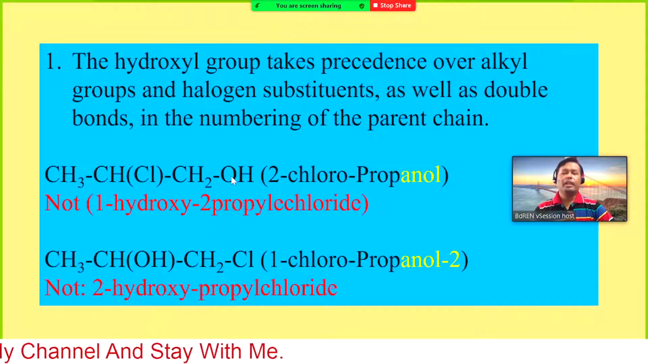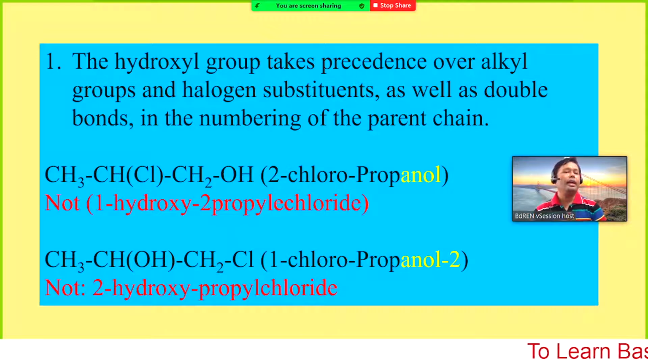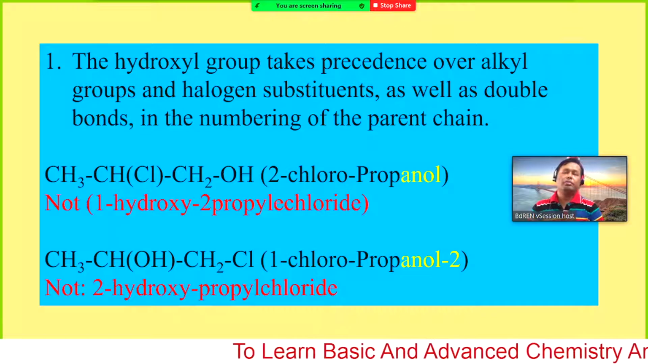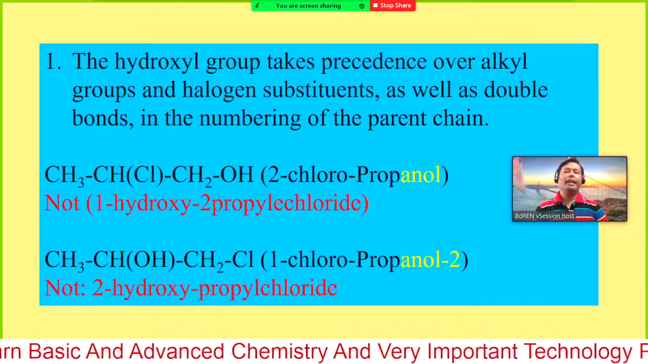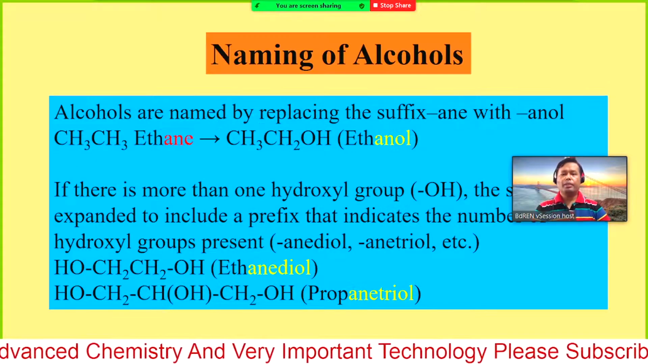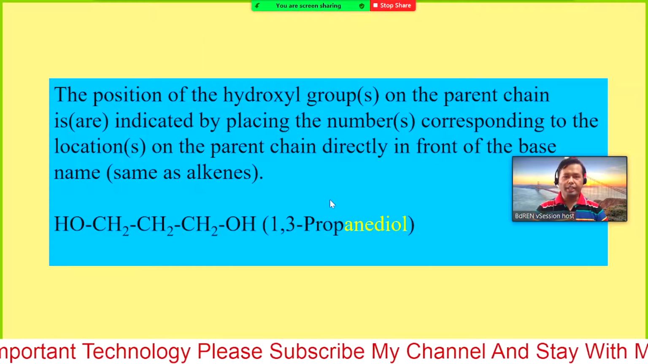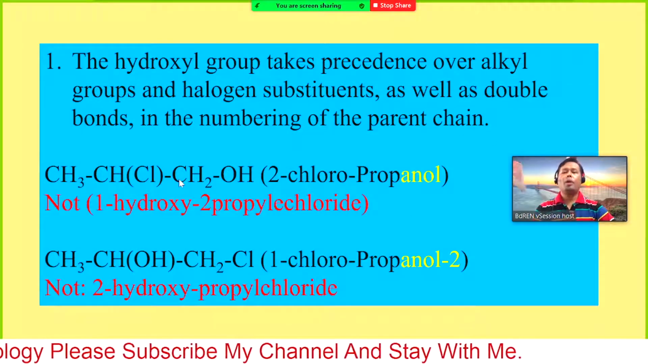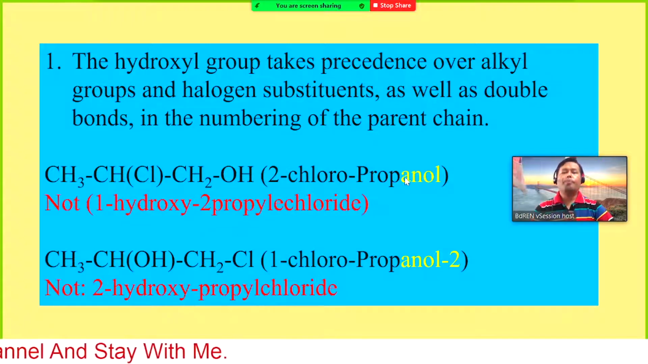one hydroxyl group. That means previously I have mentioned, if we have one hydroxyl group, then we will change the suffix ane with anol. But if we have multiple hydroxyl groups, in that case we will replace the ane with ane diol or triol, whatever we may need. So here the name of the compound becomes 2-chloropropanol, because we have only one hydroxyl group.